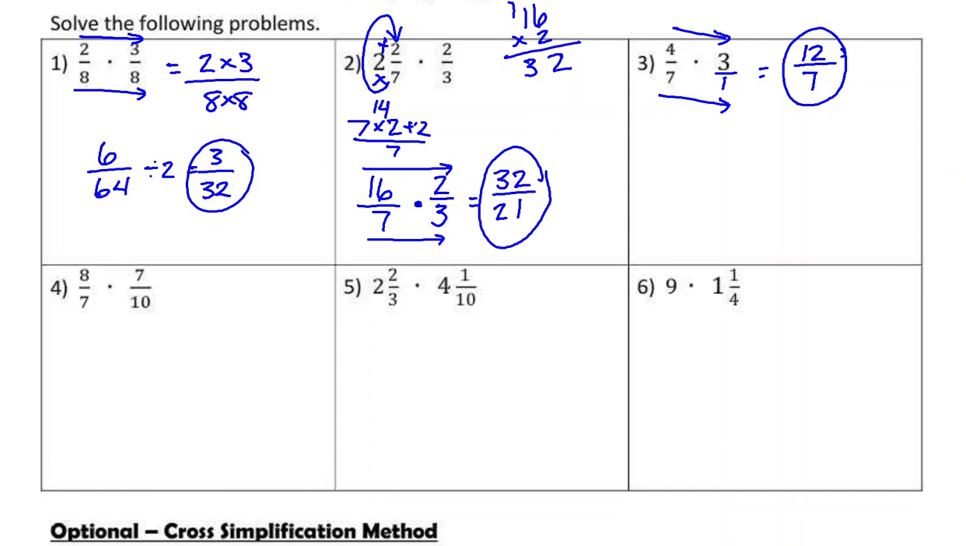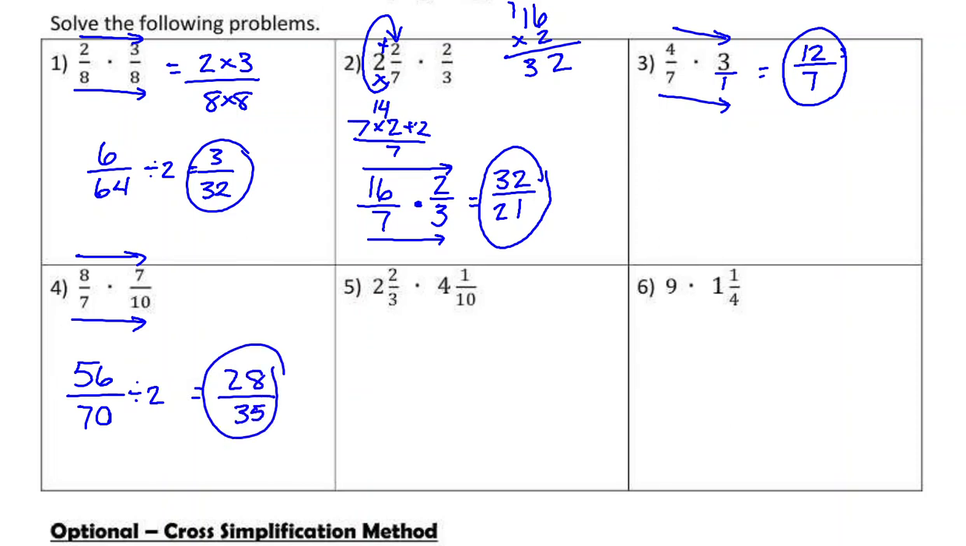So for number 4, you just had to multiply straight across the top and across the bottom. You got 56 over 70. Make sure you simplified by 2, and you could have gotten 28 over 35. For number 5, you had to do those magic C's to turn them into improper fractions.